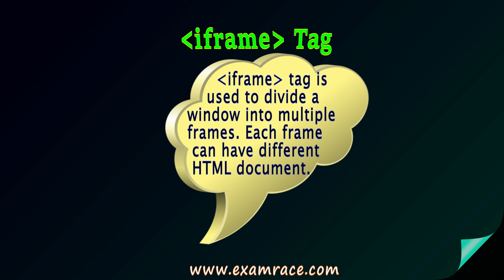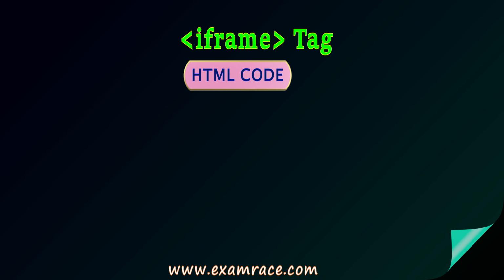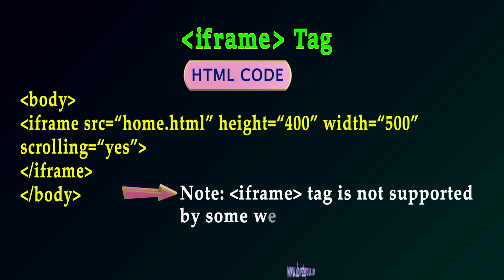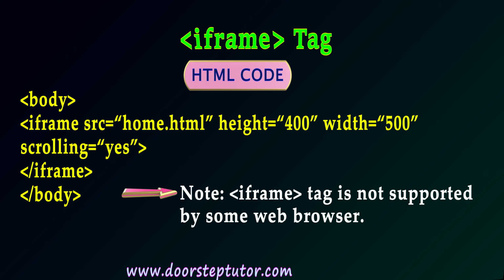Next, now we are having the iframe tag. The iframe tag is used to divide a window into multiple frames. It means that each frame that we have created will have a different HTML document. So here is the code. Inside the body tag we have taken iframe, then source, that is another HTML page which has been created. Along with the height and width, we can provide the values. If we want scrolling, if the height is very large, then we can provide scrolling equal to yes. So it will give the scroll bar along with the frame.